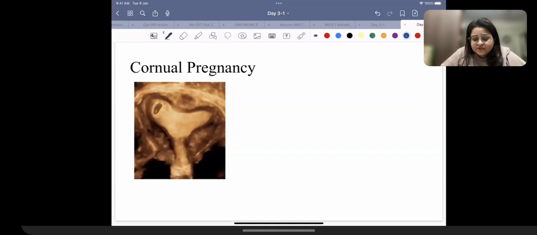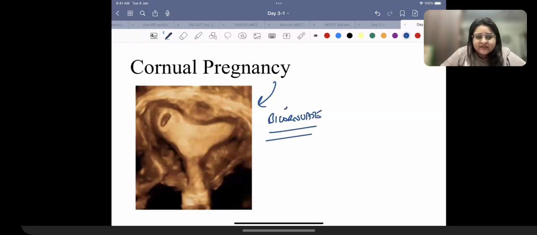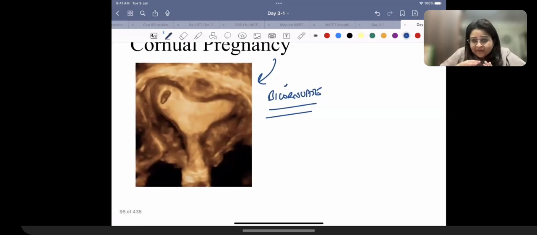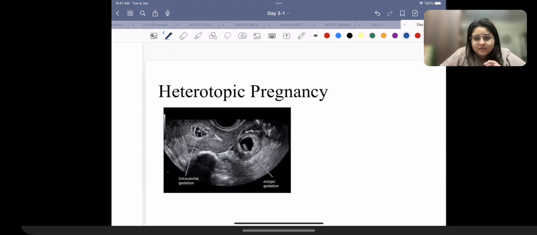A pregnancy which is growing in a cornua of a Mullerian anomaly is called a cornual pregnancy. This is a bicornuate uterus. So the pregnancy in one horn of a bicornuate uterus is called a cornual pregnancy. And lastly, heterotopic pregnancy.